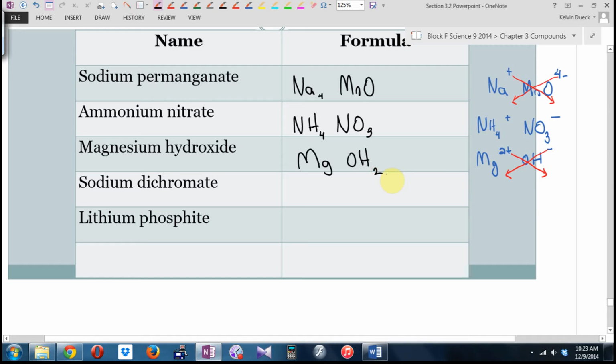Because this is wrong, the way I've written it. Right now, that 2 is only on the hydrogen. It's not on the OH. I need to show that there's 2 OHs. How can I do that? There's a word that begins with the letter B. 1 magnesium, 2 OHs.